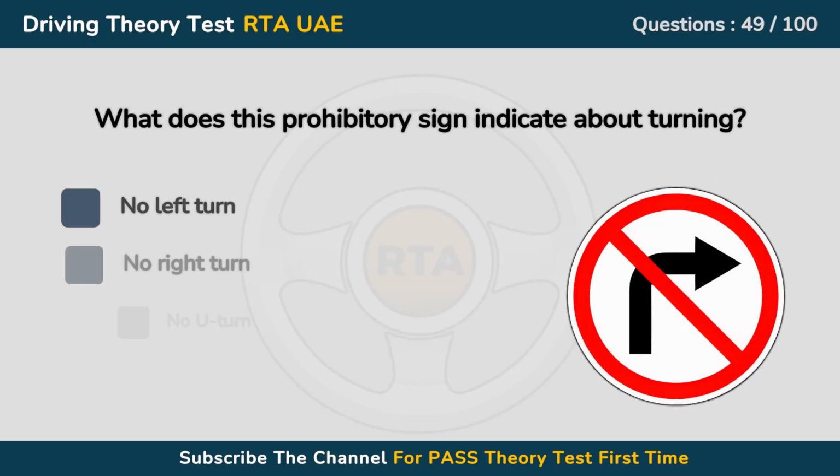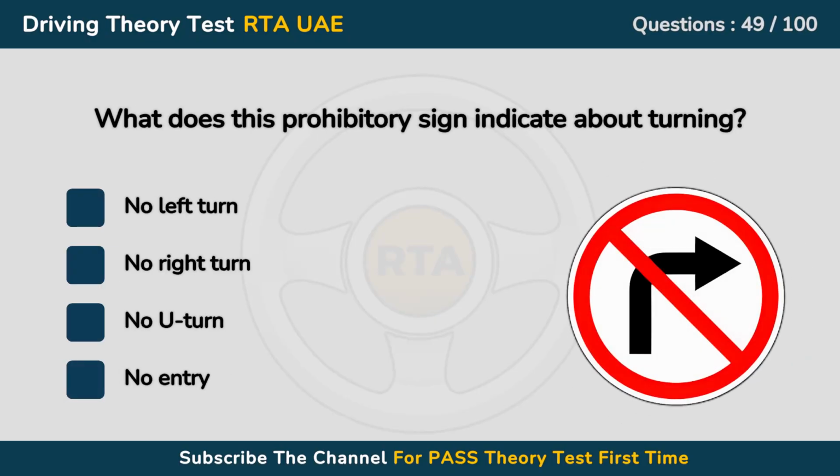Question 49. What does this prohibitory sign indicate about turning? A. No left turn. B. No right turn. C. No U-turn. D. No entry.